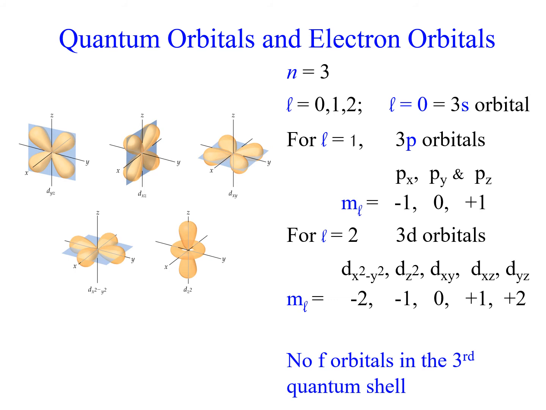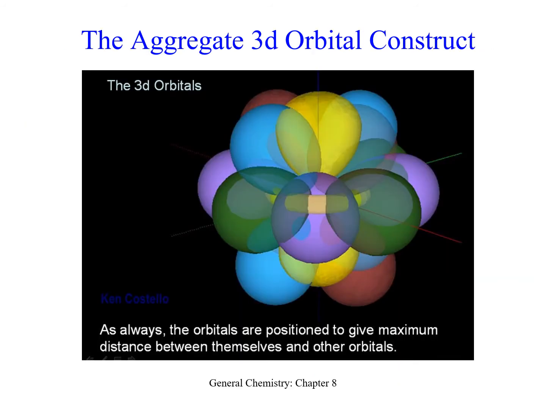So what do you see? We see an s orbital for the first quantum shell, s and p in the second quantum shell, and s, p, and d in the third quantum shell, which is what we're describing here. What quantum shell do you think f orbitals would show up in? They'd show up in the fourth quantum shell as we're building up. Here's a 3-dimensional aggregate of all those d orbitals, and you can see based on the coloring that they're non-intersecting. As always, the orbitals are positioned to give maximum distance between themselves and other orbitals.